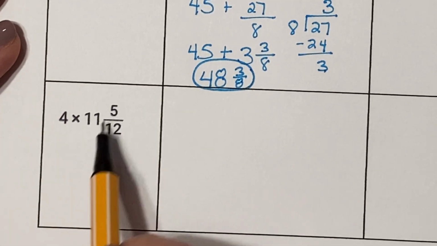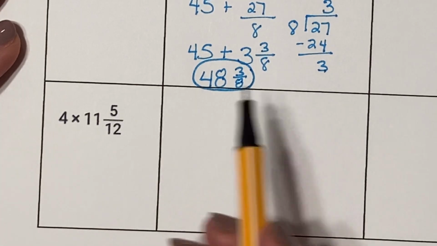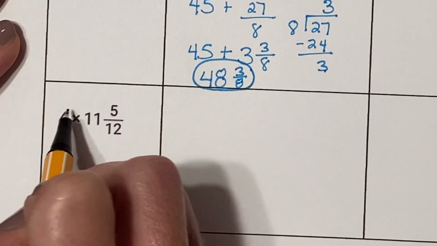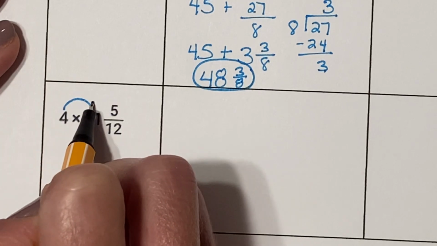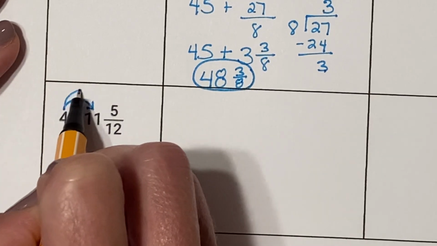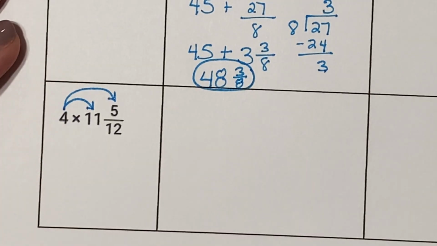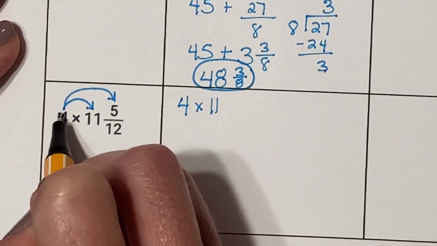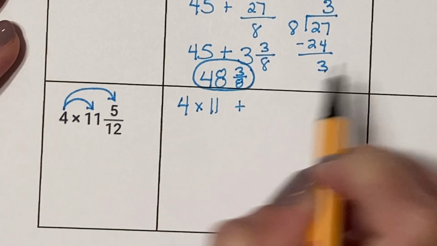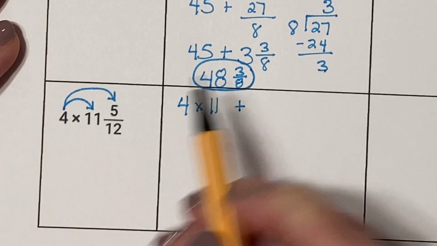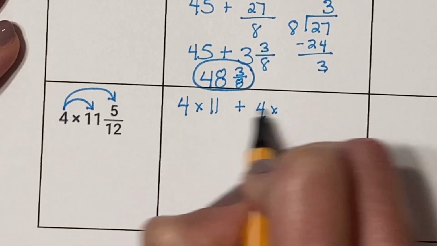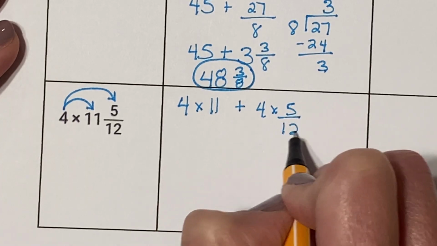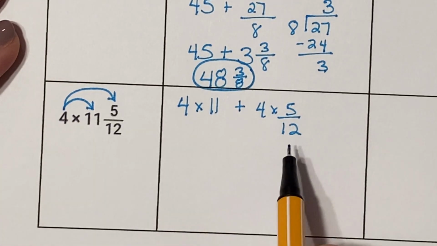4 times 11 and 5/12. Okay, we're still using our distributive property, so my 4 gets multiplied by my whole amount, and my 4 gets multiplied by my fractional amount. Let's write that out. 4 times 11, add to that 4 times 5/12. All right, let's go ahead and simplify.